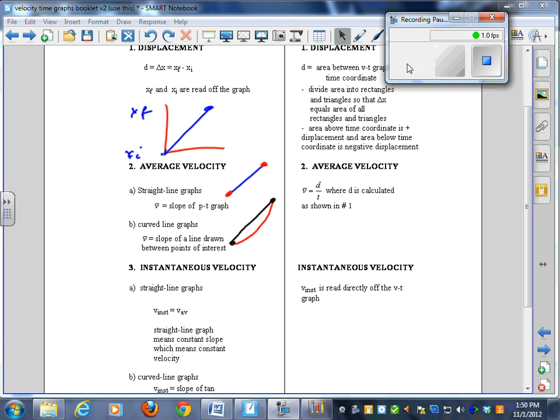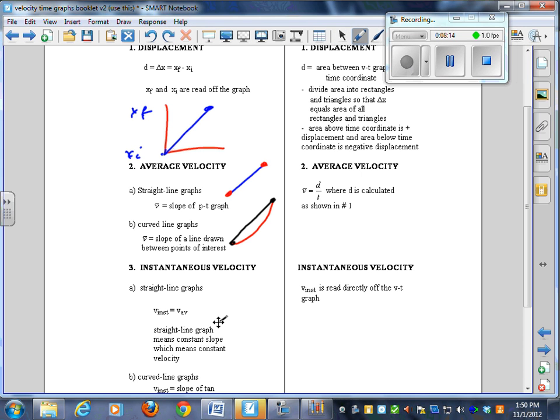If you have a position time graph and you're asked to find instantaneous velocity and it's a straight line, we're talking about the slope at an instant. If it's a straight line, though, just find the slope, right? The slope there is the same as the slope there and there and of the whole thing. It's a straight line. The slope remains the same.